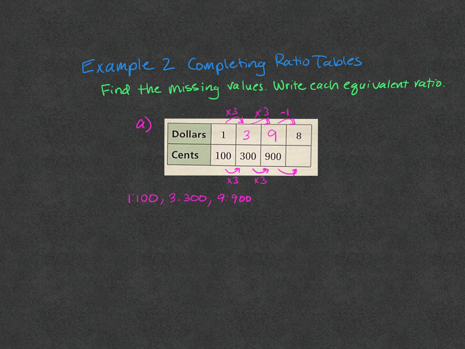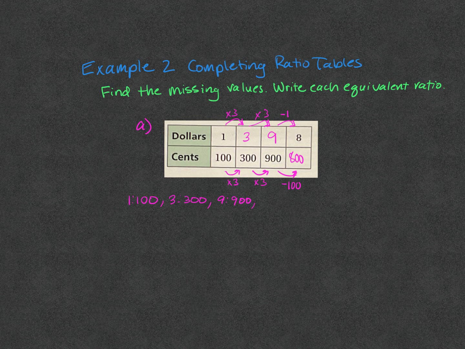But I'm going to do it in a power of 10 in this one. So I'm going to subtract down here 100, because if you notice, the cents are in 100, so 900 minus 100 gives me 800. And if you think about that, it actually makes sense because they're talking about dollars to cents. $1 equals 100 cents. $3 equals 300 cents. $9, 900, and $8, 800. So you have to look at what they're asking too, and that can help you with your patterns.